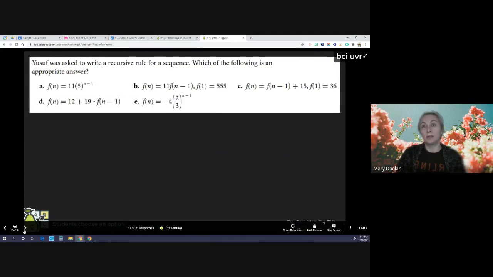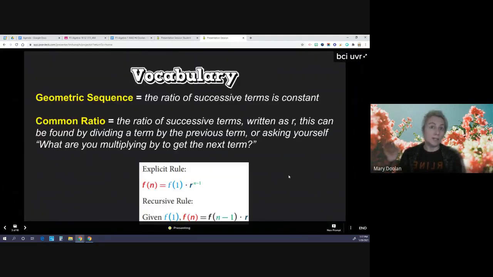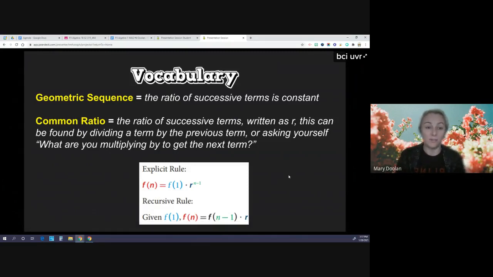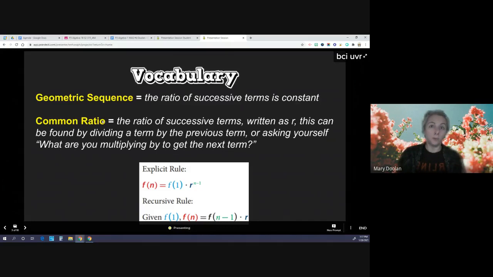Okay, here we go. So vocabulary, this is not new vocabulary. This is just reviewing the vocabulary that I already gave you on Monday. Geometric sequence is the ratio of successive terms is constant. That's what it means. So if you have a sequence of numbers and you take any 2 that are next to each other and you divide, you get the same ratio every single time. And that ratio is called the common ratio, written as little r. You can even ask yourself, what are you multiplying by to get to the next term?